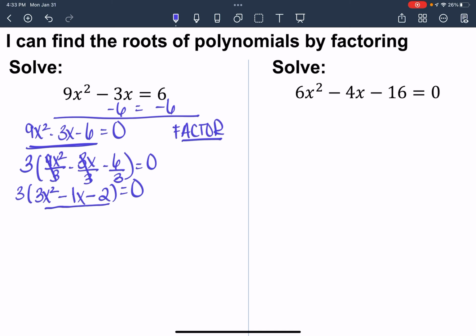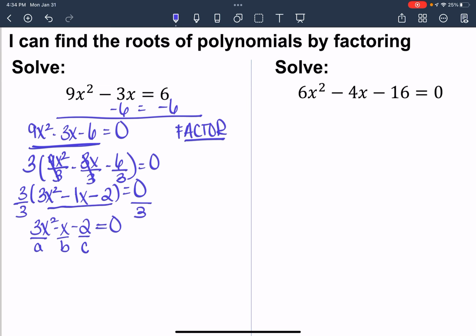So since this is an equation that's set equal to 0, I can divide out that 3, and I don't need to have that there anymore. So if I divide out that 3, I'm left with 3x squared minus x minus 2 equals 0. So now I need to factor this trinomial. So this is A, this is B, and this is C.